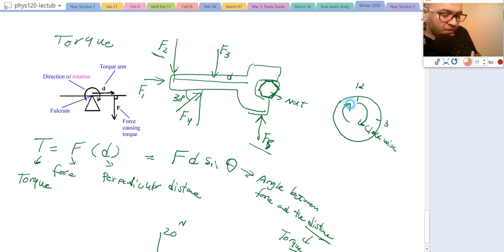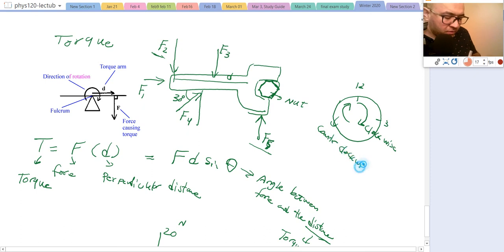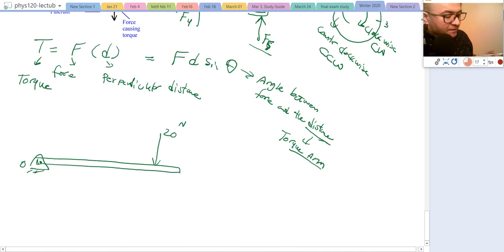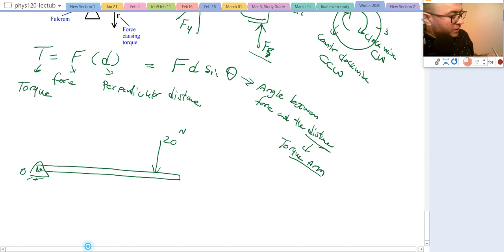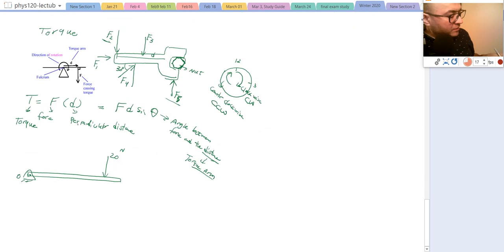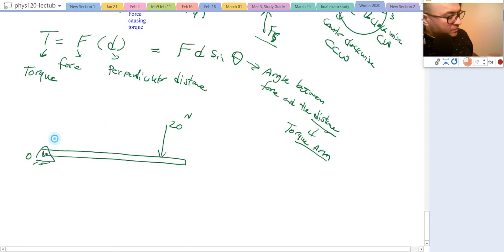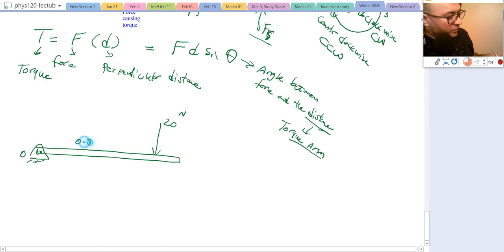If you go the opposite way, that's what we call counterclockwise. So counterclockwise, you can simply show it with CCW. Clockwise, you can show it with CW. In this case that I show you, I have a 20 Newton force, and the distance here is 0.75 meter. I want to know how much torque will be created about point O.